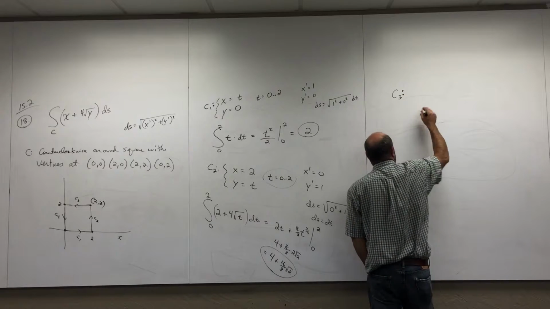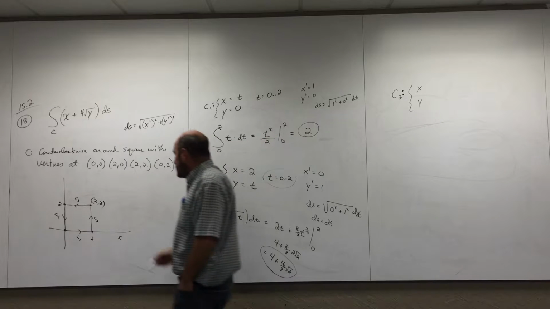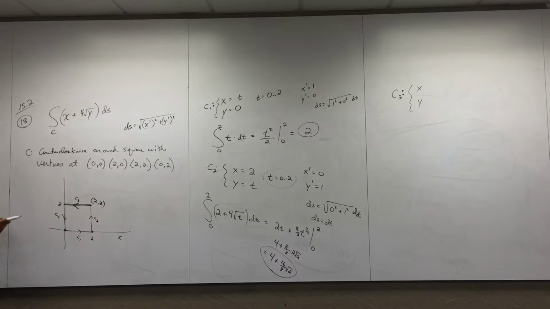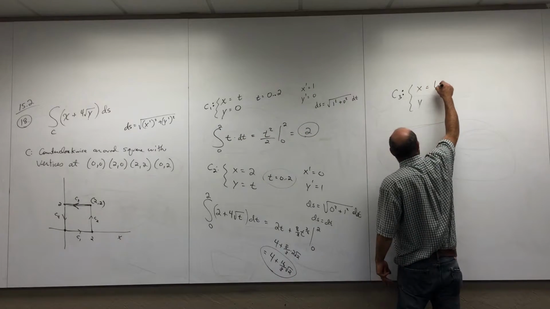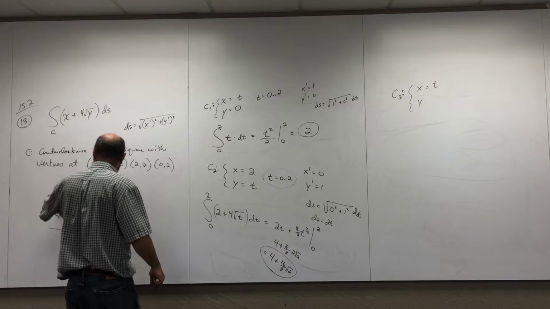I mean, this is starting to get a little boring, but all of a sudden, C3 is going backwards, if you can tell. C3 is moving this way. I got to parameterize this way. Now, let me think. My first instinct is x is moving. I want to let x be t. I think y is stuck on 2.